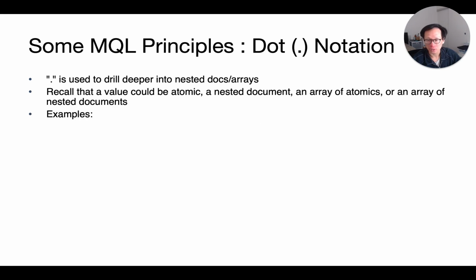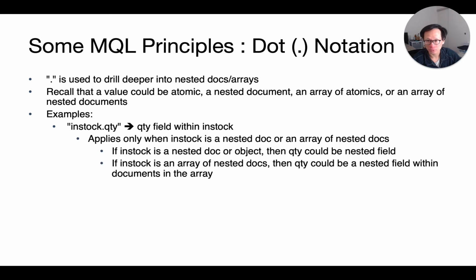In MQL, we use the dot notation to descend into objects and arrays. For instance, "instock.quantity" returns the quantity field within instock. If instock is a document or object, then this will return the quantity field within instock. If instock is an array, then this will return the nested field within the objects in the array.